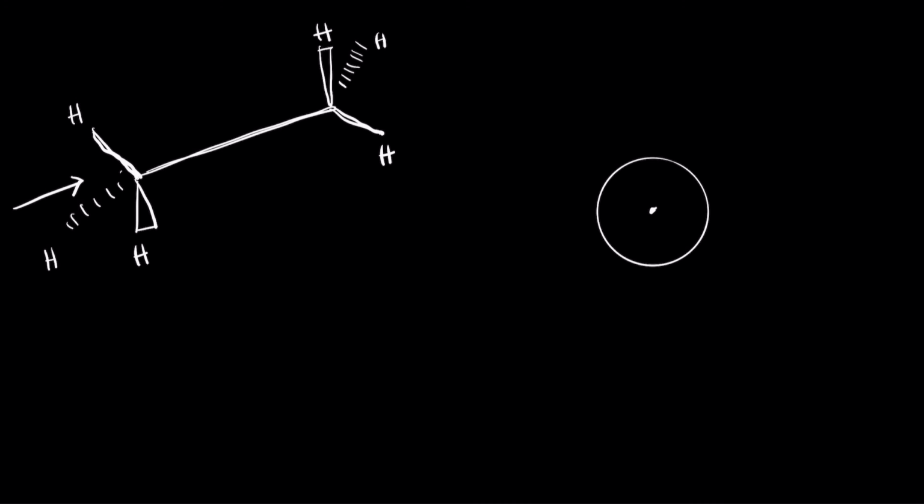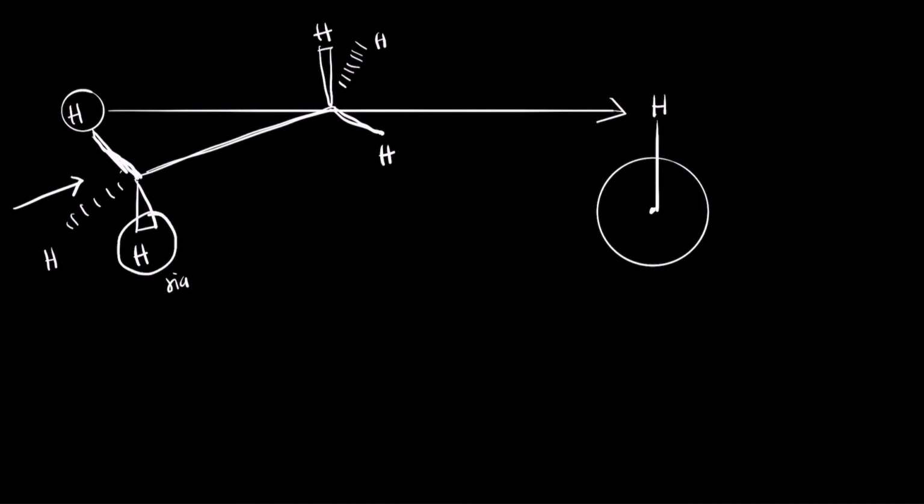For this carbon, the first hydrogen is the top one. So this hydrogen here is this one. Next, this hydrogen is on the right side. This is on the left side. So here, this is on the left side and one on the right side. So one hydrogen and the other hydrogen.